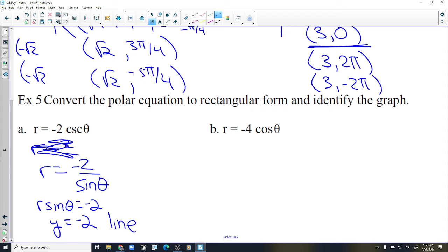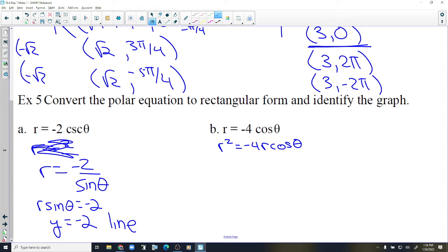On letter B, we have to get this to say one of our tools. And one of the tools is r cosine. But I can't just multiply the right side by an r. I got to multiply both sides. So r squared is equal to negative 4r cosine of theta. So the trick on this one to get one of the tools is multiply both sides by r.